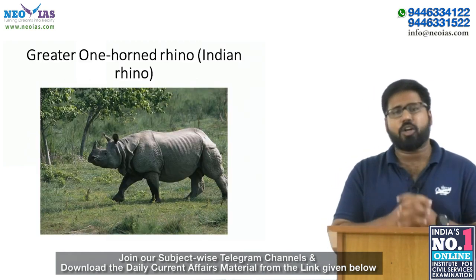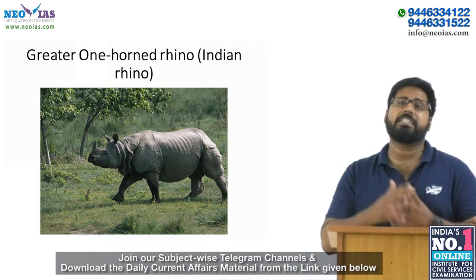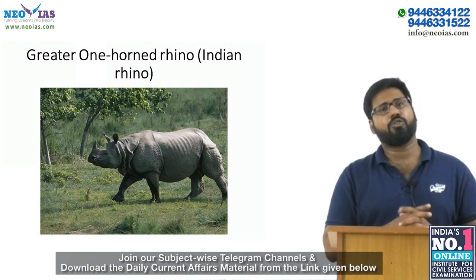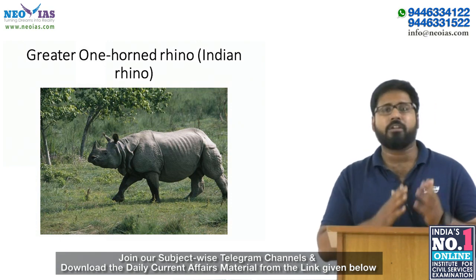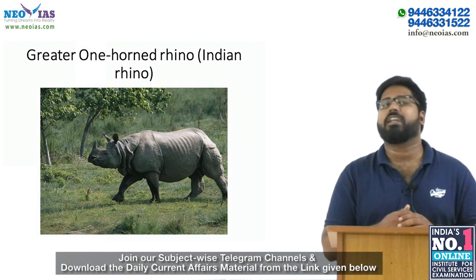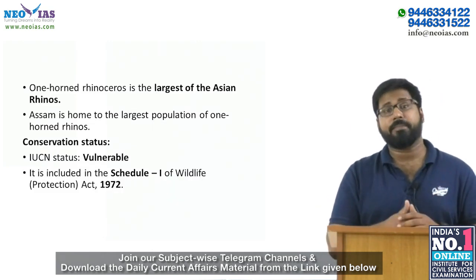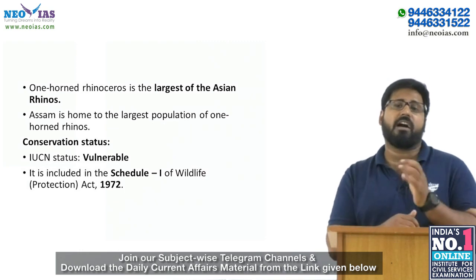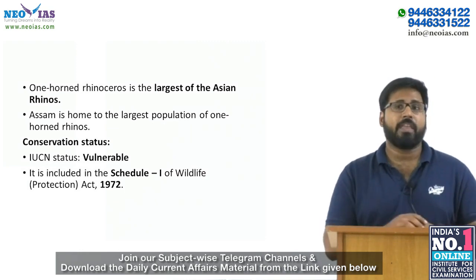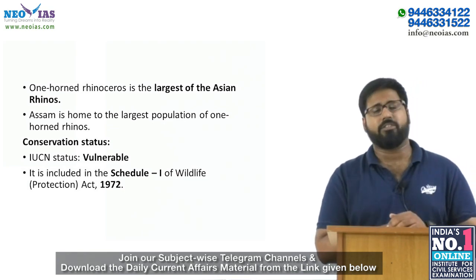Now, going to the next topic of the day, which is the Greater One-Horned Rhino, also known as the Indian rhinoceros. Now this is in news because the one-horned rhino has actually wandered out of the Kaziranga National Park and this has caused a little bit of worry for the people in that region. Now coming and talking about this animal, the one-horned rhinoceros is the largest of the Asian rhino and Assam is the home to the largest population of the one-horned rhinoceros.